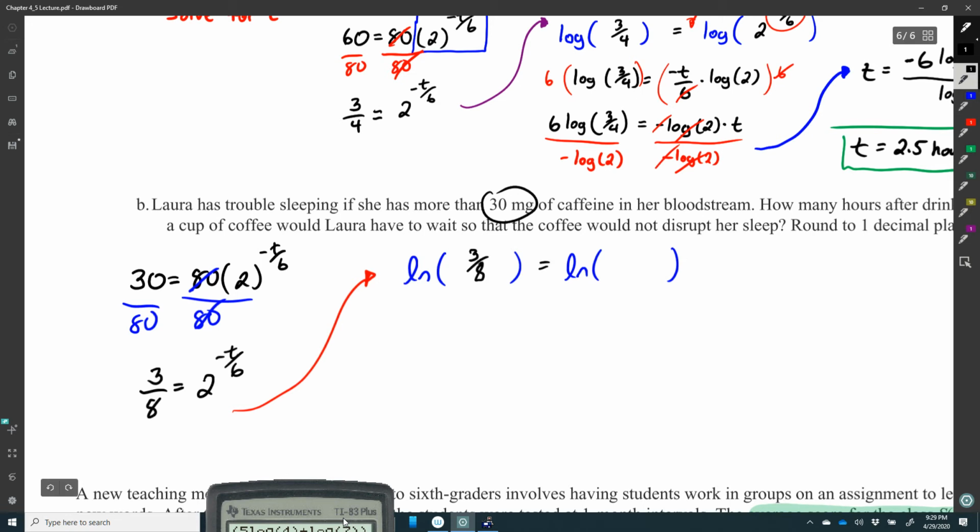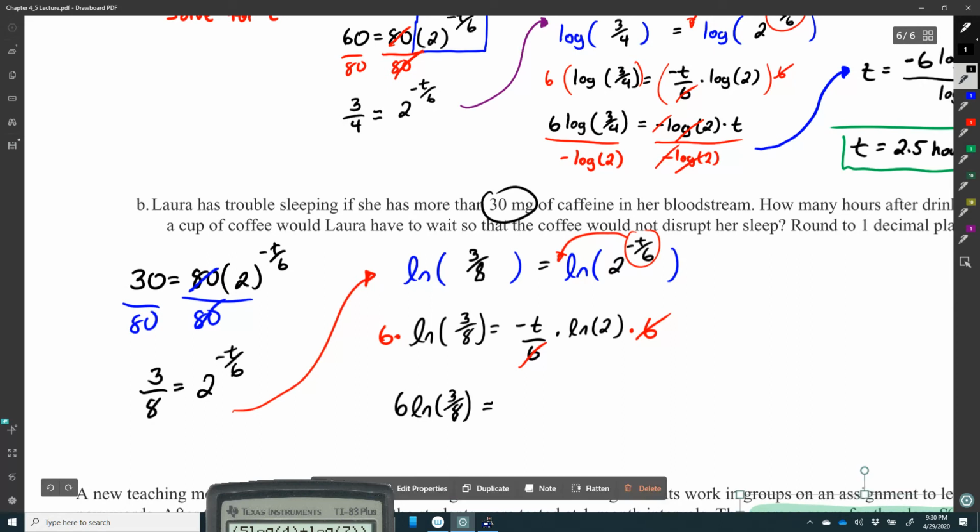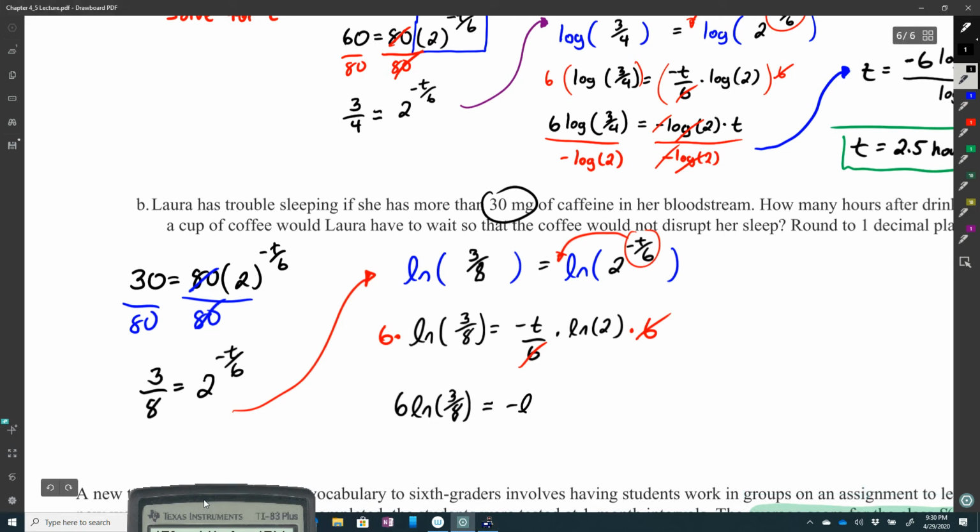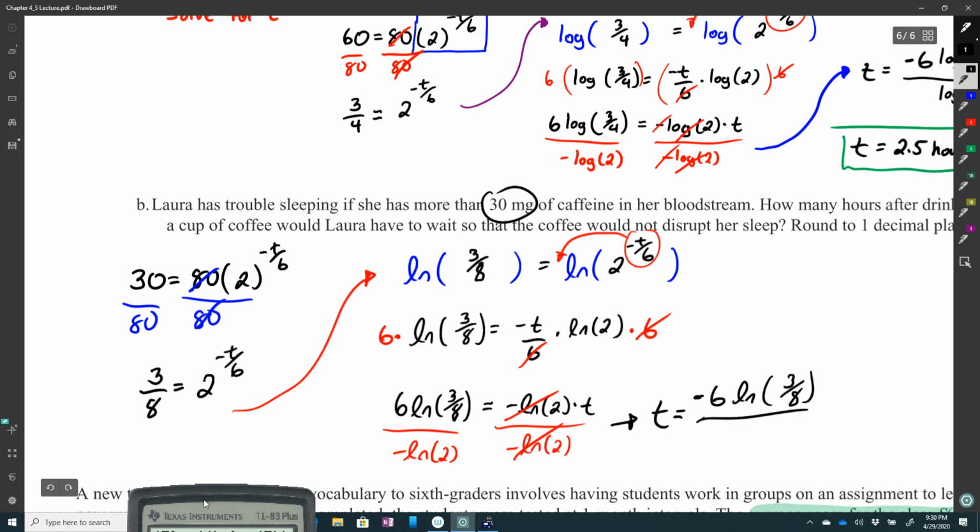So here's the ln of 3/8 equals ln of 2 to the negative t over 6. This can come to the front now because of the log rule. And just like before, multiply by 6, the 6's cancel. Equals negative ln of 2 times t. So I divide by negative ln 2. Those cancel. And there you go. So my answer is 6 ln of 3/8, I'm going to put the negative on top because it's bad manners to have it on the bottom, over ln of 2.